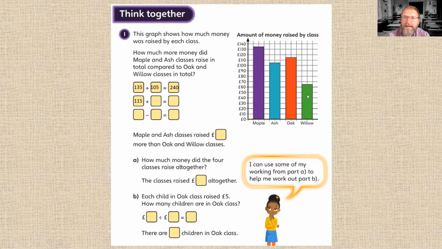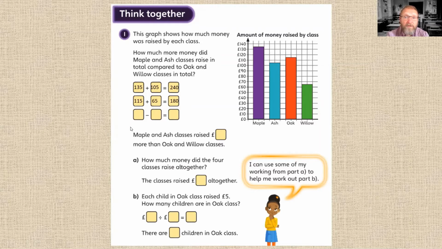And Willow class, they made between 60 and 70 pounds. So that will be 65. If we add those two together, we get 180. So let's find out the difference in the amount between the two sets of class.